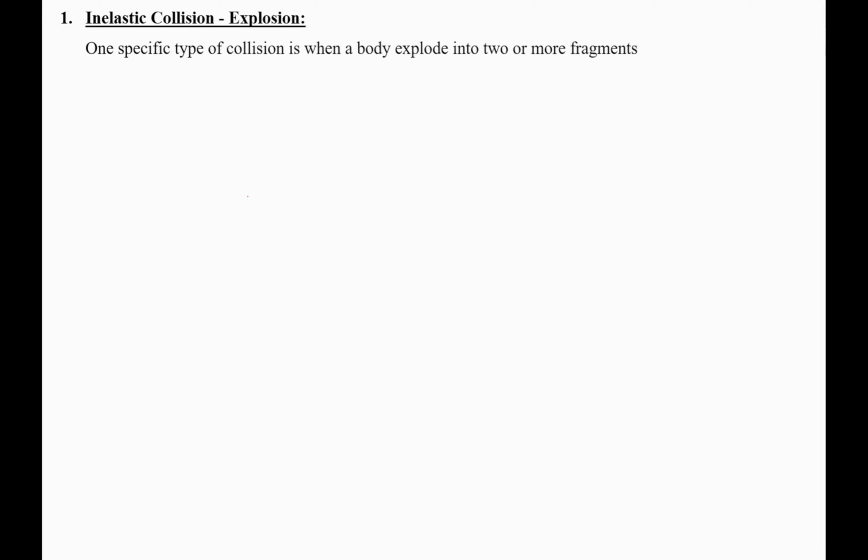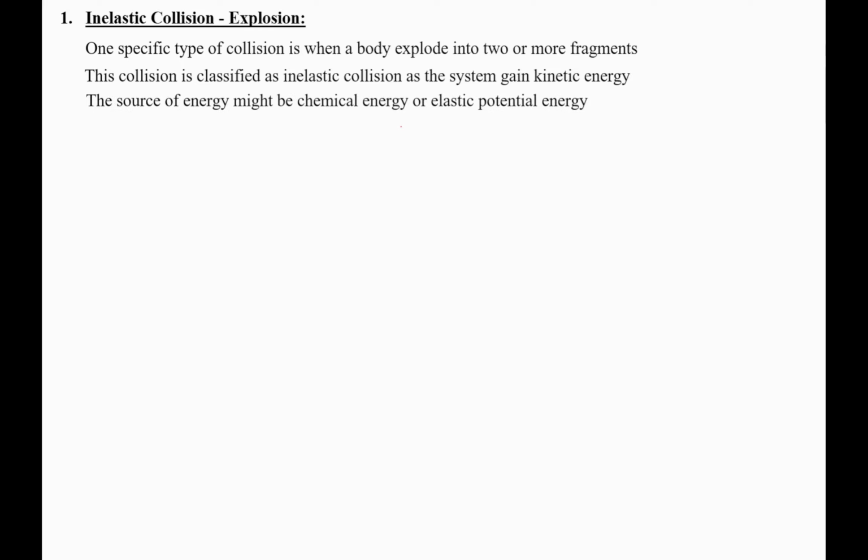One specific type of collision is when a body explodes into two or more fragments. This collision is classified as an inelastic collision as the system gains kinetic energy. So this is the first time where we see the system as a whole gain kinetic energy due to an external source, as we shall see. The source of energy might be chemical energy or elastic potential energy.